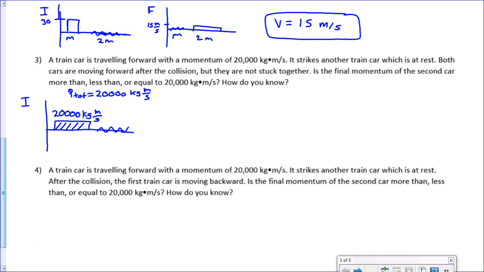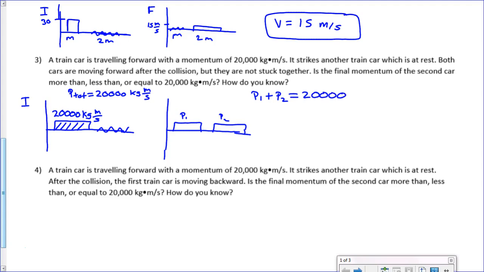All right, because of the law of conservation of momentum, we know that momentum has to be conserved. So in this case, when we have two objects moving, the two momentums that they have, we'll call this P1 and P2. We know that P1 and P2 together has to equal 20,000.